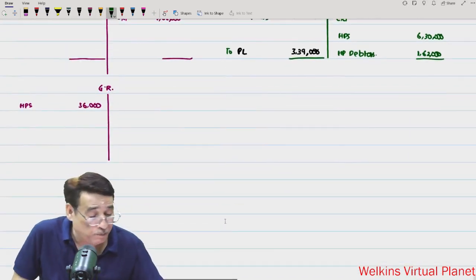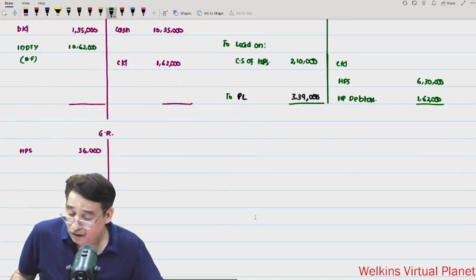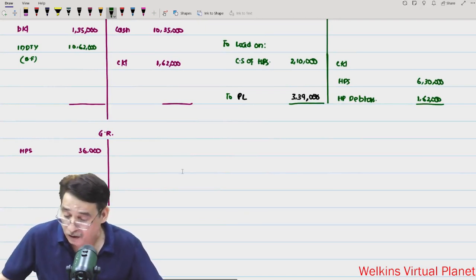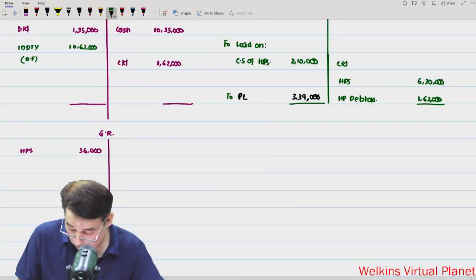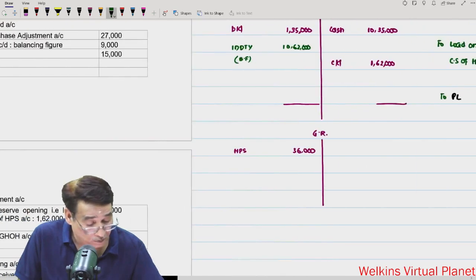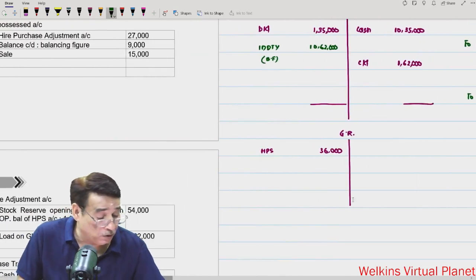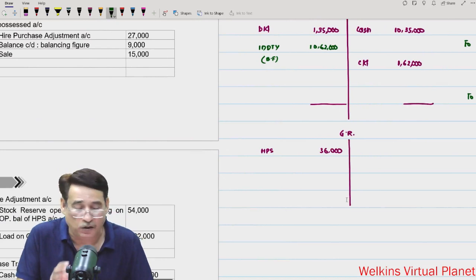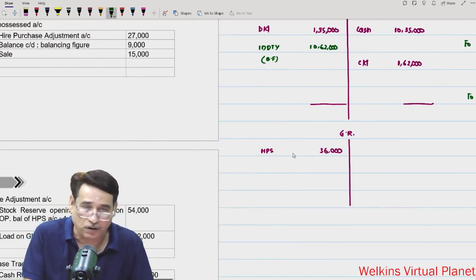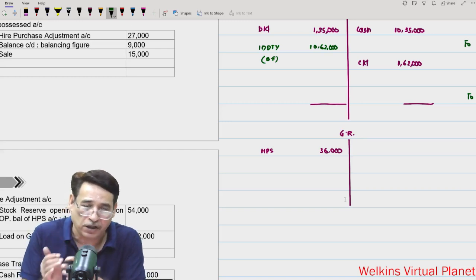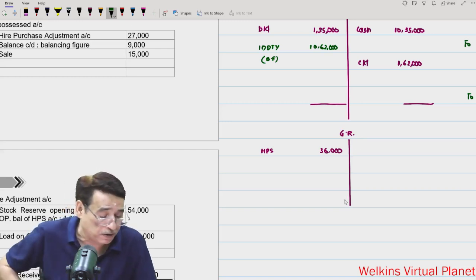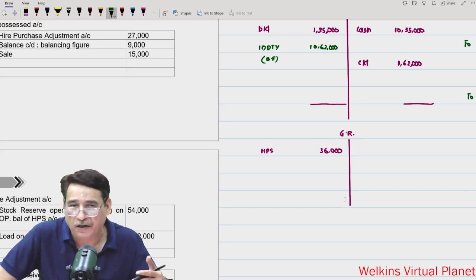Now we have prepared the goods repossessed account. In the goods repossessed account, the first entry is goods repossessed to hire purchase stock, and the second entry is hire purchase adjustment account debit to goods repossessed. So goods repossessed in the entry is getting credited.